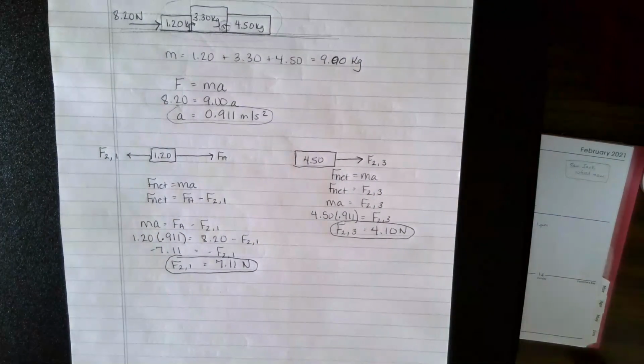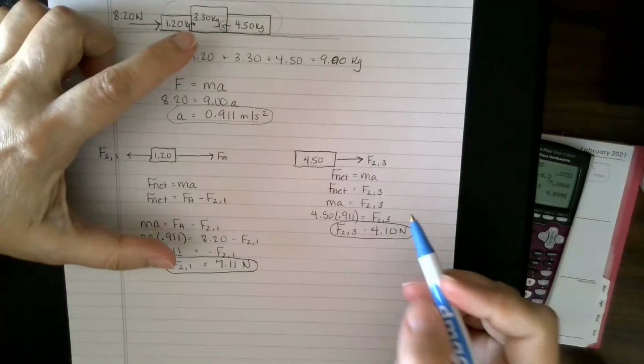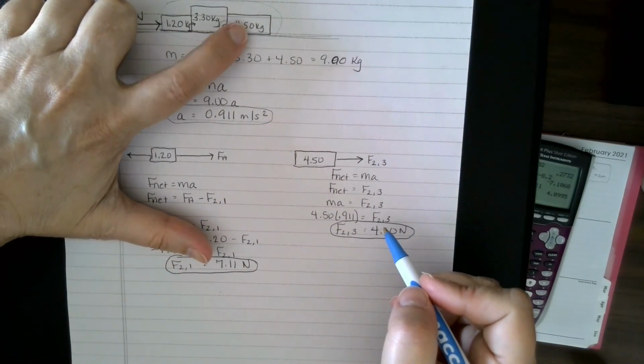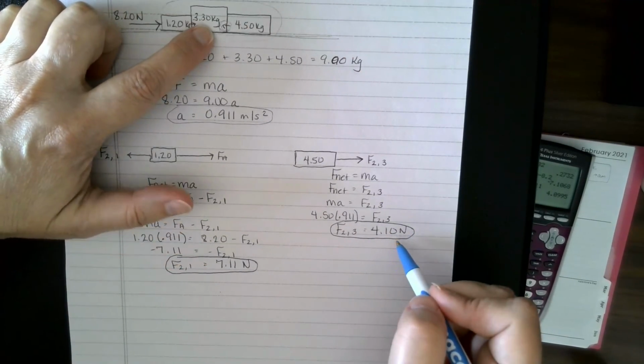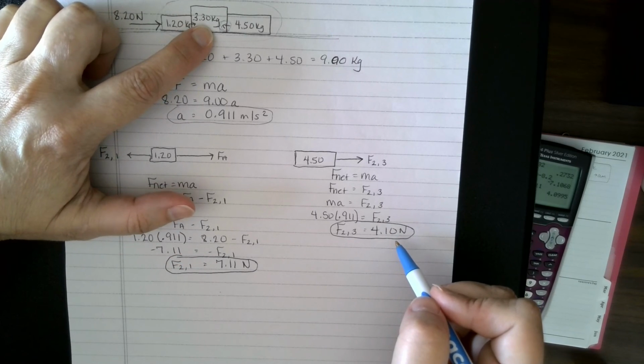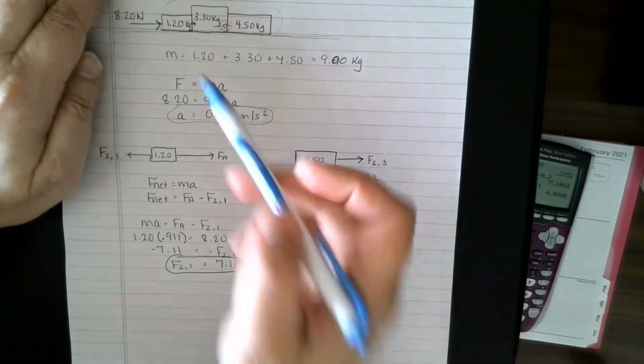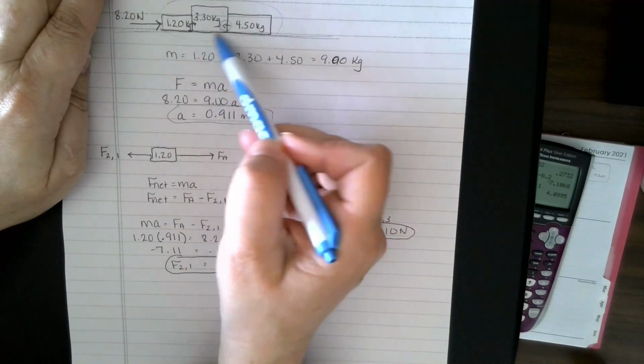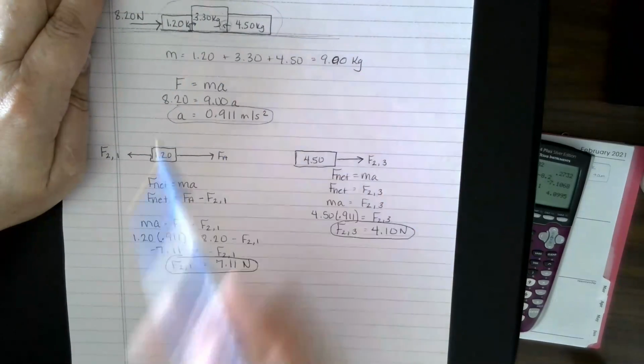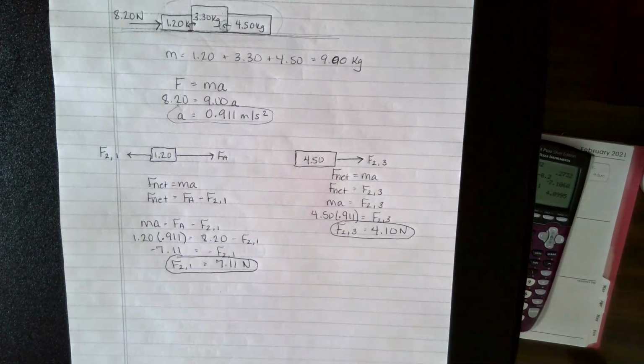And this is 2 pushing on 3. 3 is pushing on 2 with the same amount because of Newton's third law. And I could make a picture here if I wanted to find out, you know, more of the forces, but this is all that we needed to find.